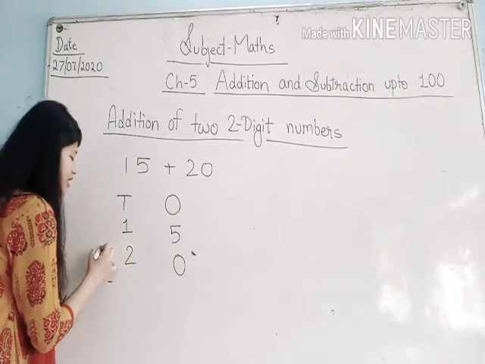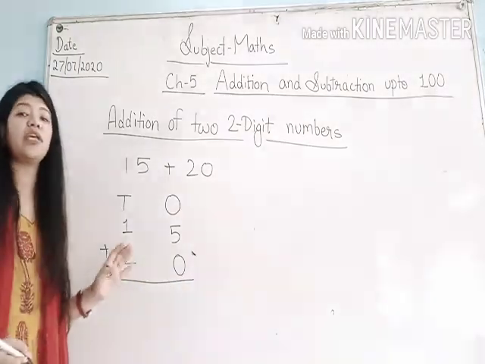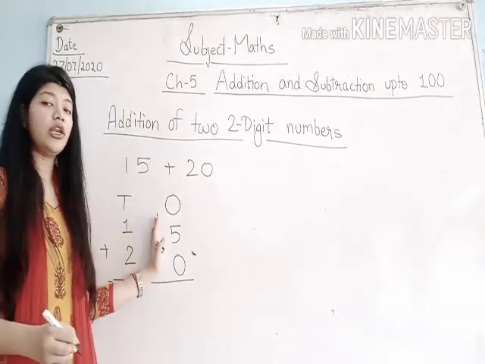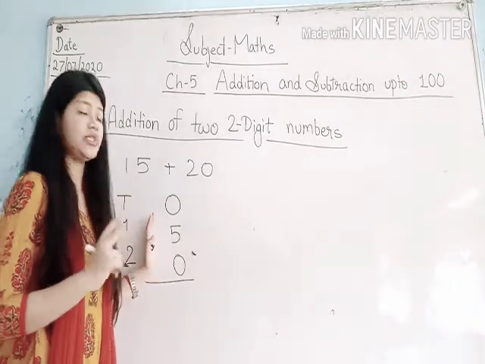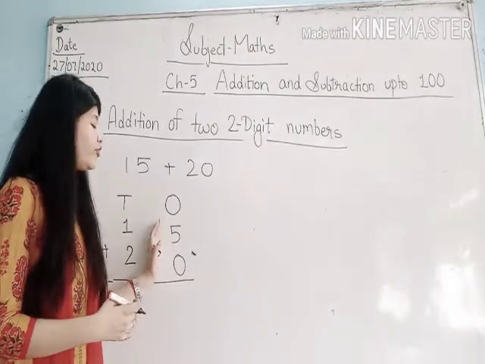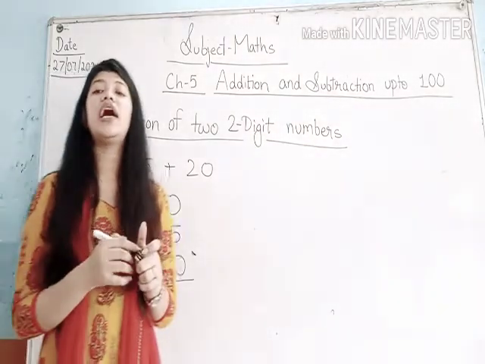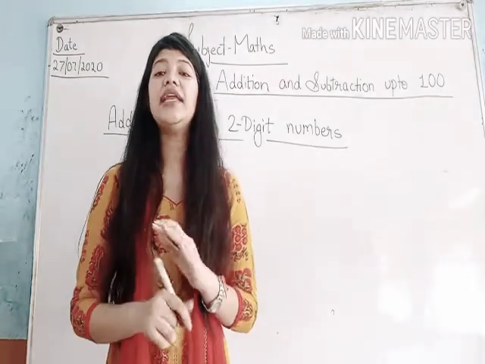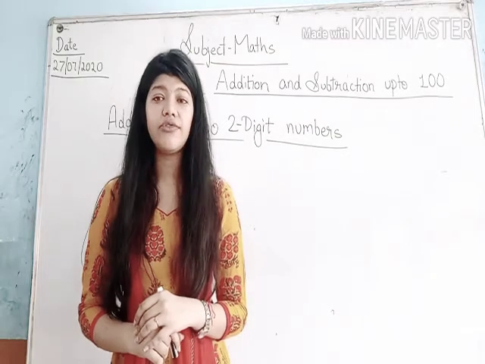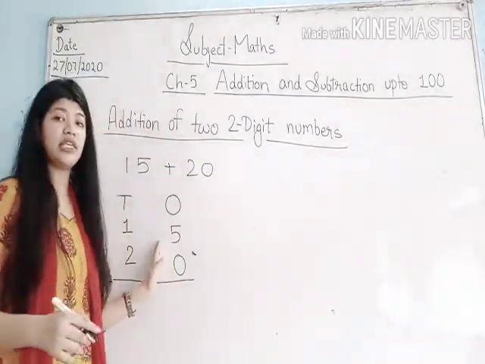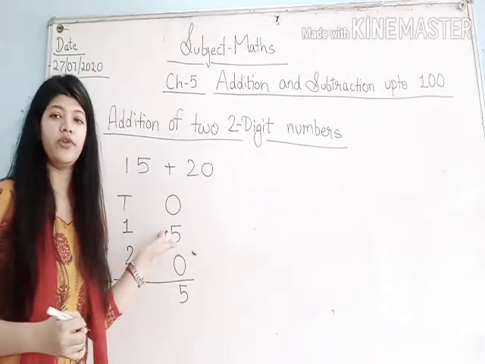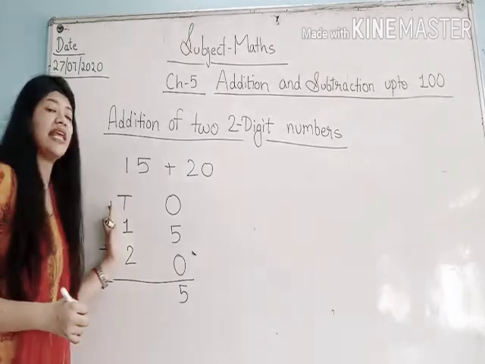Now what is the second step? Our second step is to add the ones. So let's come to the ones column. Now see, in the ones column there are two digits, 5 and 0. So 5 plus 0. Now we know that whenever we add any number with 0, then the answer will be the number itself. So 5 plus 0 is equal to 5. That is the number itself. Now let's come to the tens column.